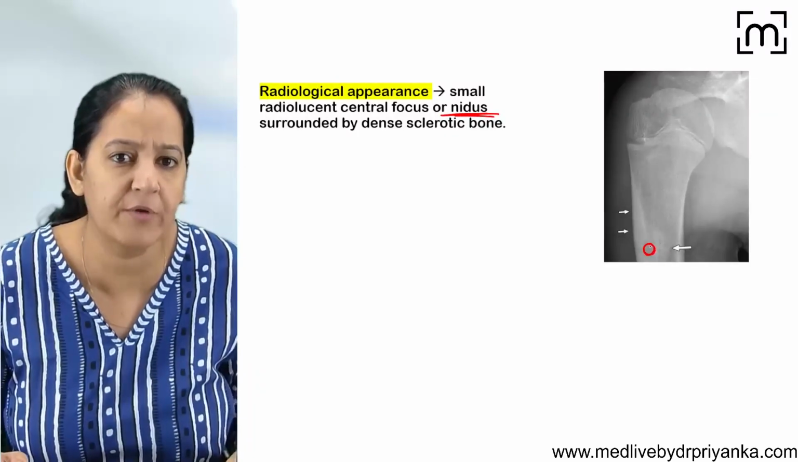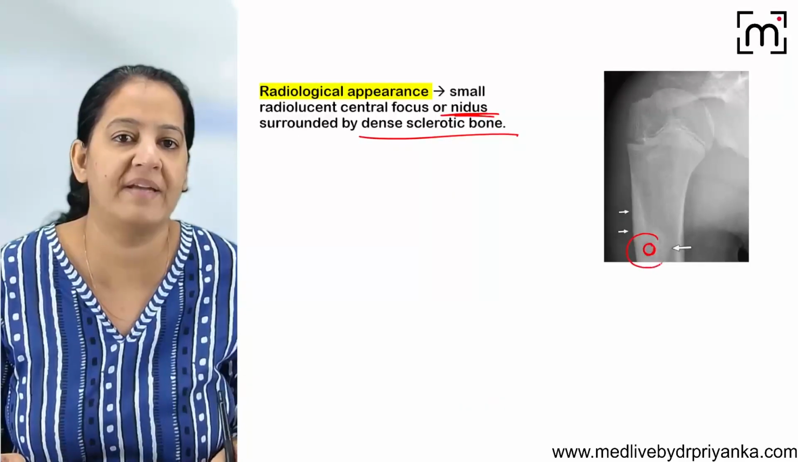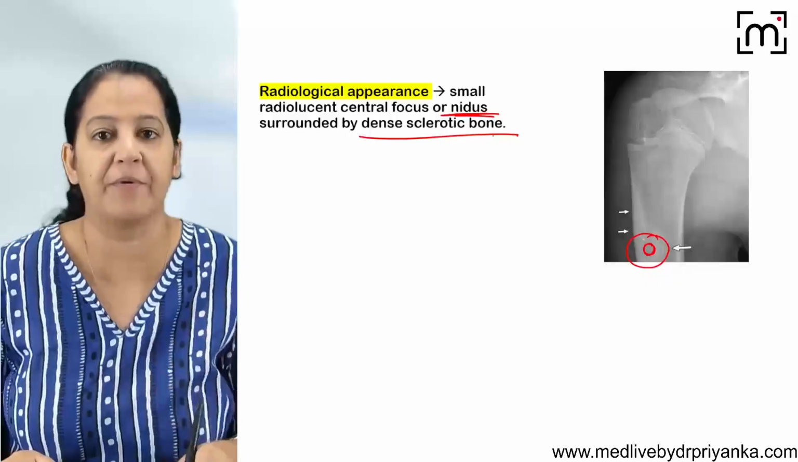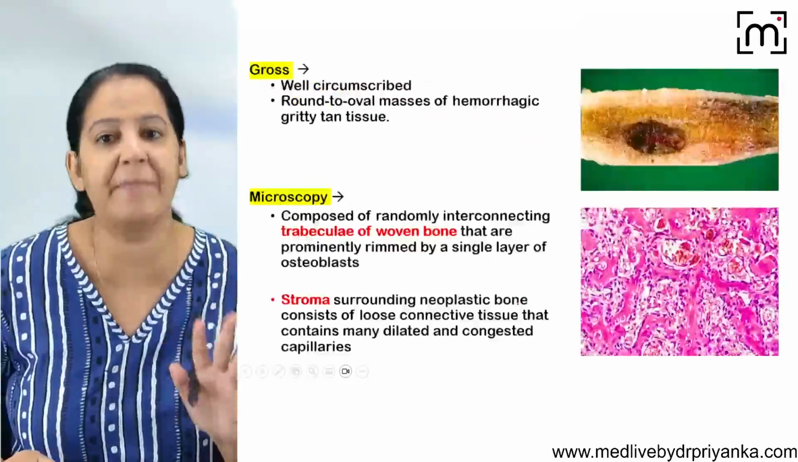It's a very small tumor, you can see it here, and it is always surrounded by dense sclerotic bone. This is the radiological appearance. You have to see it here, mark it here, understand it here. Rather than learning, please understand.